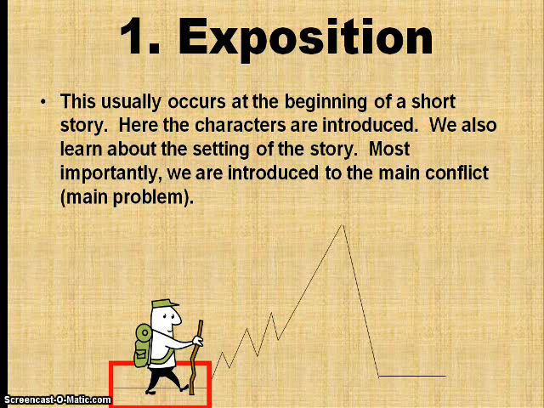In the exposition, it's also the time that we figure out what the main character's goal is, and then we get introduced to the main conflict, the problem. In a story, there's almost always going to be something that the character wants, something they're trying to achieve, even if it's just that they want to live a happy life, and then there's going to be obstacles or conflict, something or some things that are standing in the way and preventing the character from getting what they want.